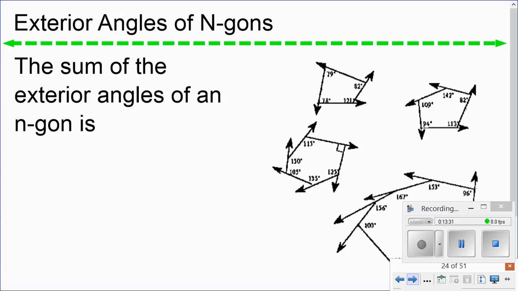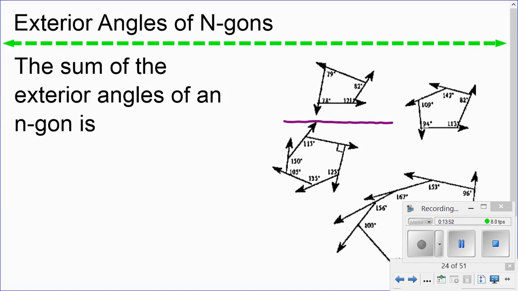So exterior angles. The sum of the exterior angles of an n-gon. Well, we'll try that. So we'll just look at this first figure here. What we'll do is, you notice here we have all these interior angles filled in. Well, we can figure out the exterior as well.